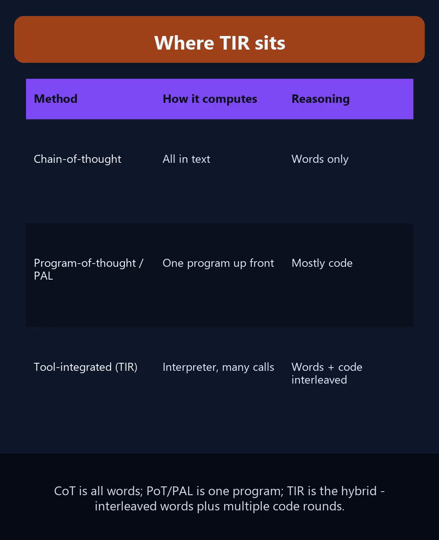It helps to place TIR in a family. Chain of thought does everything in natural language. Program of thought, also called Program-Aided Language Models, or PAL, writes one program up front and runs it. Great for compute, but weak at flexible planning. Tool integrated reasoning is the hybrid. It interleaves natural language reasoning with multiple rounds of code, so the model can plan, compute, check the result, and adjust, all within a single solution.